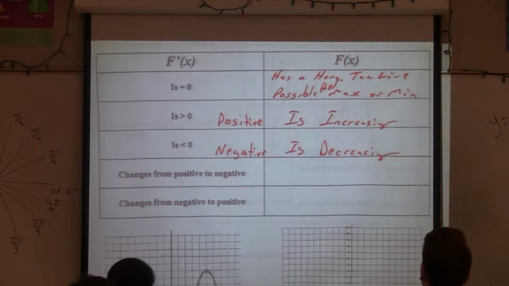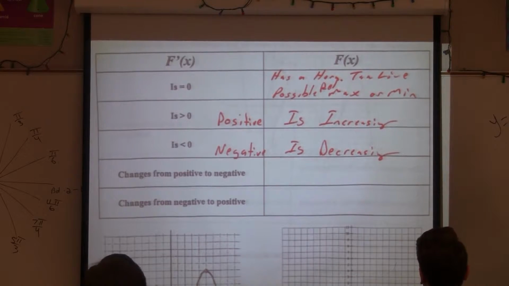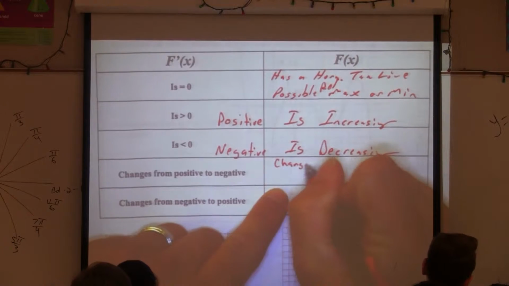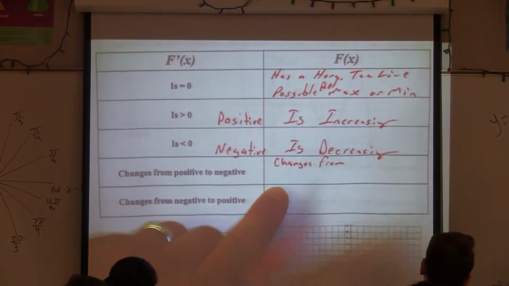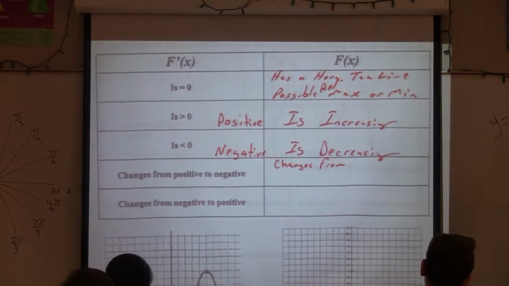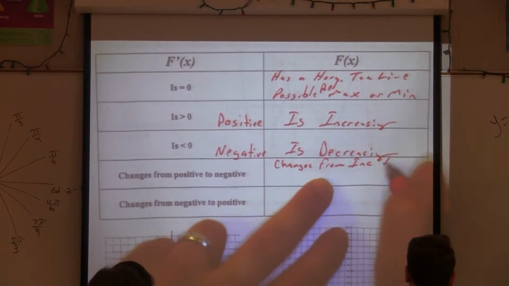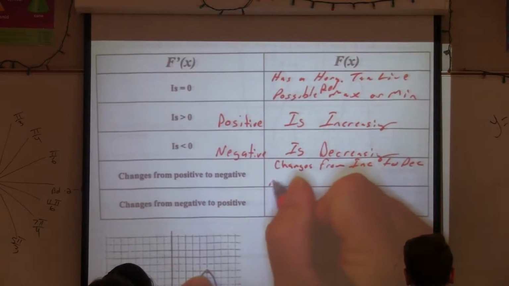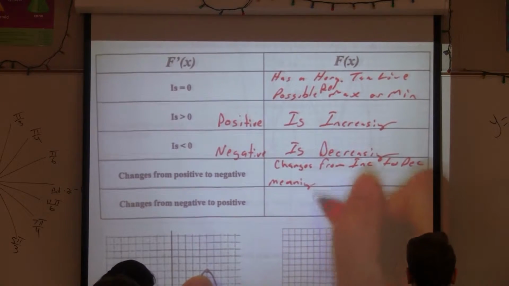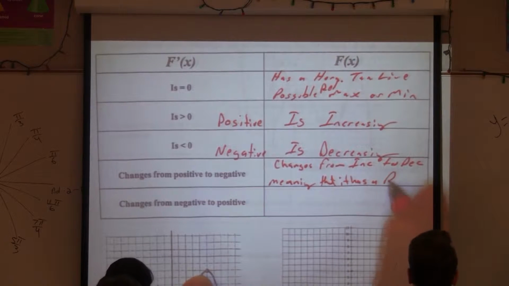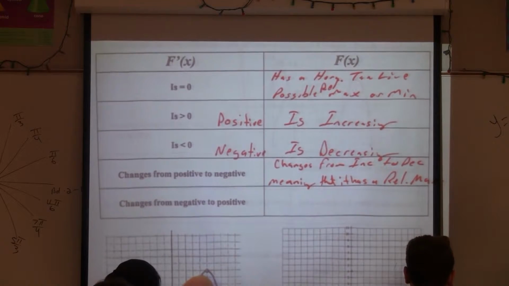Okay. What if the derivative changes from positive to negative? The function changes from what? If the derivative changes from positive to negative, the function changes from increasing to decreasing, meaning that it has a relative maximum. Yes?